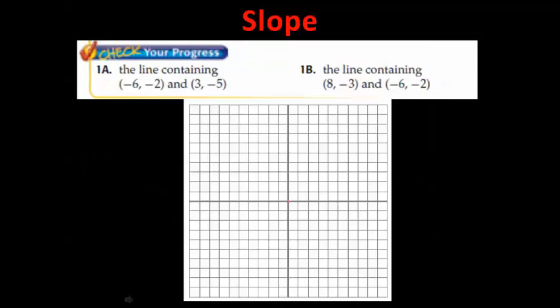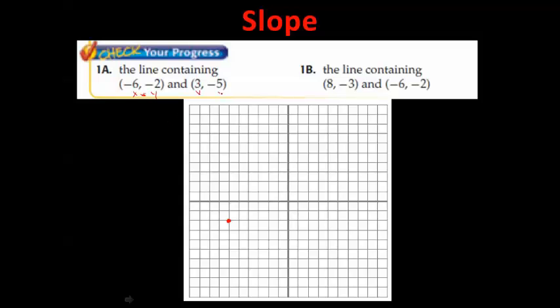Okay, now this one says I'm going to have to plot these points. And then I'm going to use the rise over run to find their slope. So if I've got negative 6 with negative 2, I'm plotting this point right here. So I'm going to go 1, 2, 3, 4, 5, 6, and then down 2. Because remember, the negatives tell you that you're going to go to the left or you're going to go down. So for x, I go left. For y, I go down.